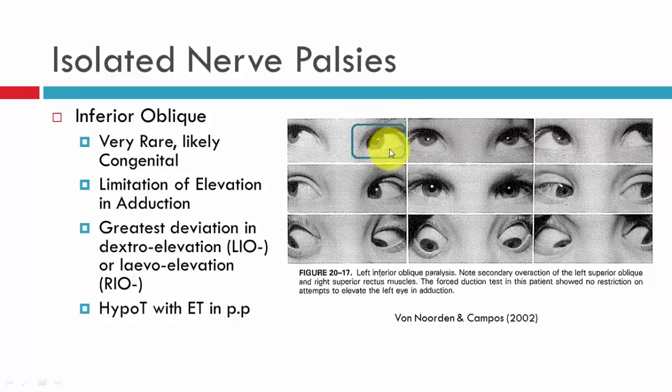Given that you have an elevator that is affected, generally you'll see a hypodeviation in primary position and you may also see an esodeviation. In this particular example, it does not appear that we have anything obvious in primary position.